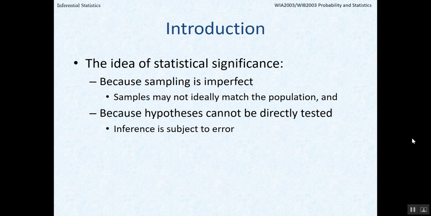Okay, so the idea of statistical significance, right? Because sampling is imperfect. Samples may not ideally match the population. Of course, there are certain ways of identifying the best sample size, but even then, you can never say that your sample is always perfect, right? So one issue maybe is the size itself. Maybe it is too small for the actual population, and it was not feasible for you to collect a very large data set, right? So there's imperfection happening there.